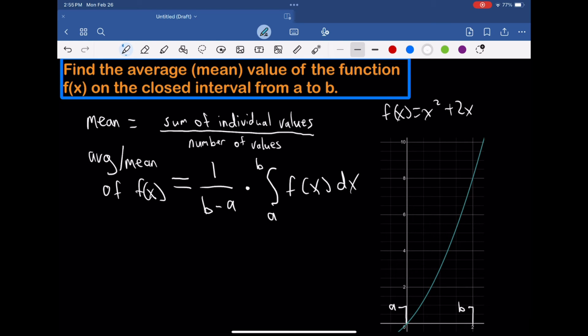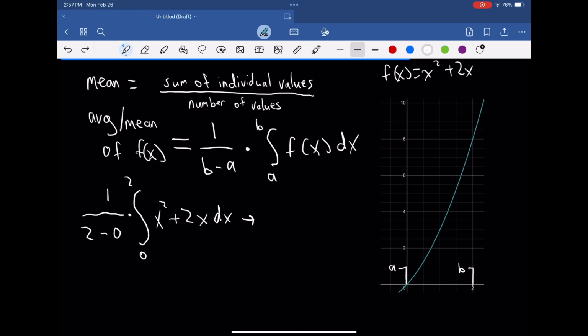So now we can actually just use this formula to solve the problem that we were given to find the mean value of f of x. So we can say that 1 over b minus a, or 1 over 2 minus 0, times the integral from 0 to 2 of f of x, which is x squared plus 2x, dx, is going to be our average or our mean value. Now we can just integrate this, and we can say that 1/2 times x cubed over 3 plus x squared from 0 to 2 is going to be our average or our mean value.